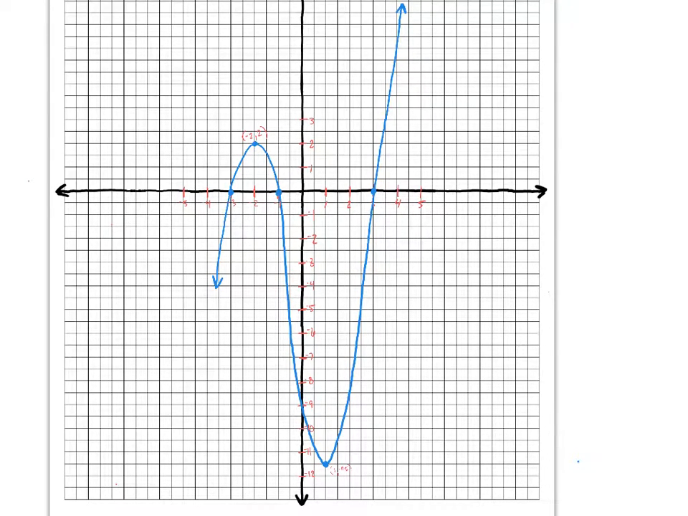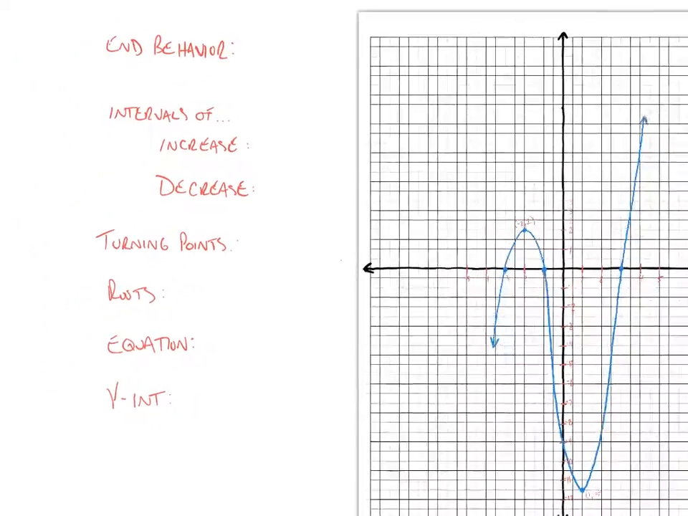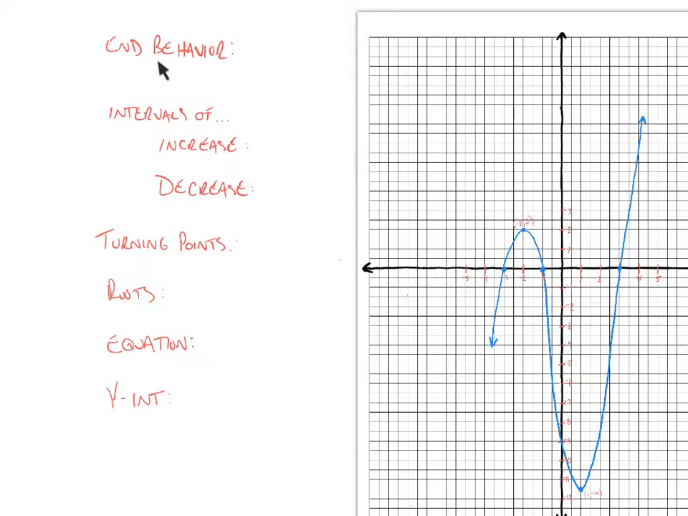So we know that this polynomial is going to be an x to the third, or a third degree, or a cubic polynomial. That we already know just from looking at it. What we're going to learn or practice today is how we know this polynomial's end behavior, how we can describe that end behavior, what the intervals of increase and decrease are on this polynomial, where the turning points are and how to identify them, the roots, what is the equation for this polynomial, and what is the y-intercept.